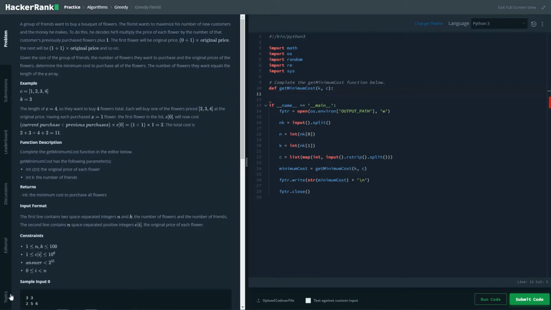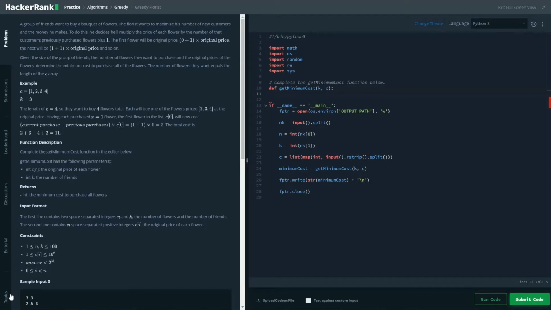The given problem statement states that a group of friends wants to buy a bouquet of flowers. The florist wants to maximize his number of new customers and the money he makes. To do this, he decides he will multiply the price of each flower by the number of flowers that customer has previously purchased plus one.